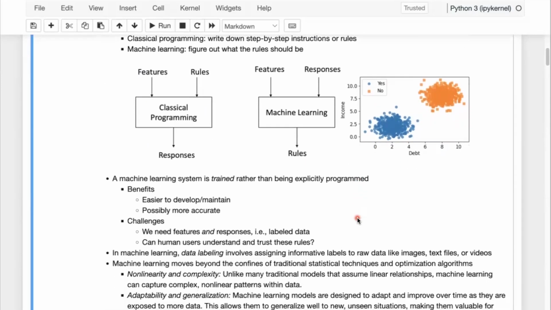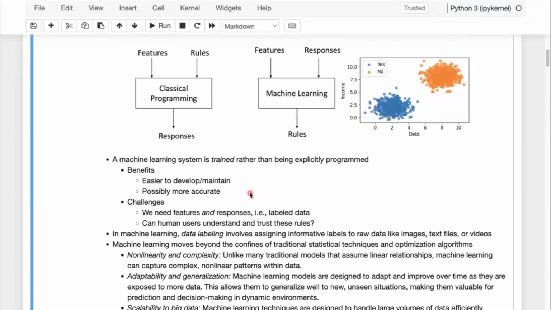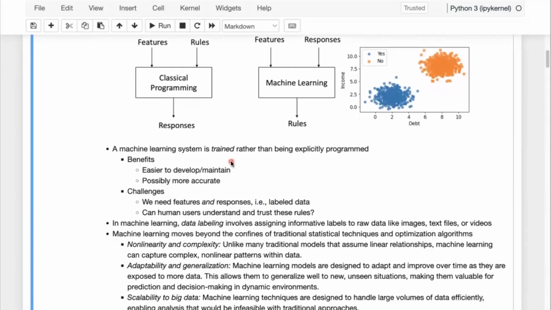If you want to summarize what we just talked about, a machine learning system is trained rather than being explicitly programmed. And there are several benefits or advantages. One is that in many cases, it's easier to develop and maintain because you're not hard coding these rules or structures. And if you have adequate amounts of data, then possibly it is more accurate than traditional or classical approaches. But there are also some challenges too.